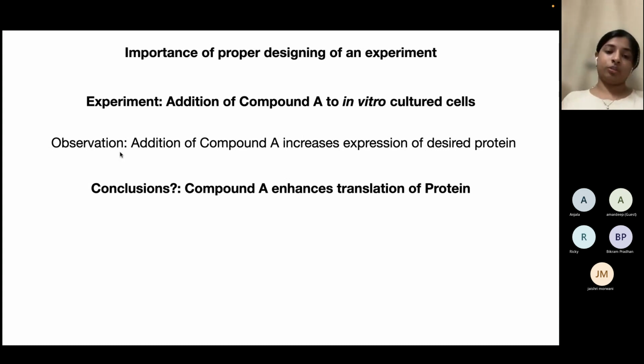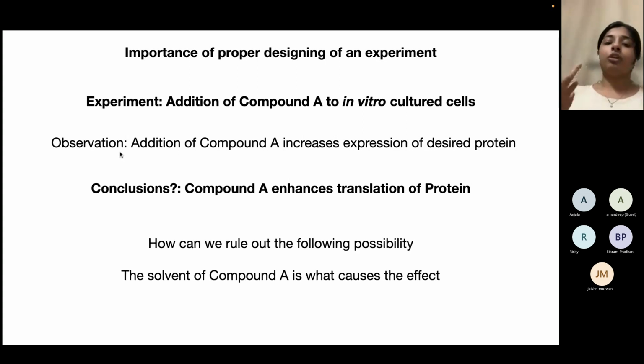Now, what could be a possible conclusion? Compound A enhances translation of the protein. You can conclude this. However, we lack any control experiment in this experimental setup. Now, how can we rule out that it is not compound A, but the solvent in which compound A was dissolved? Say I'm dissolving compound A in DMSO. How should I rule out the fact that DMSO is not causing this effect?